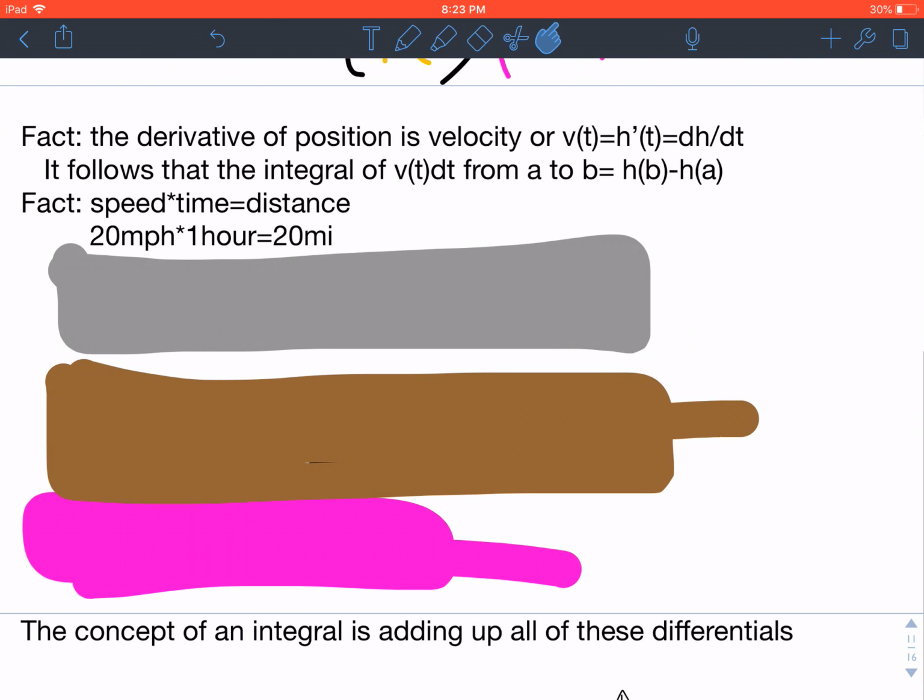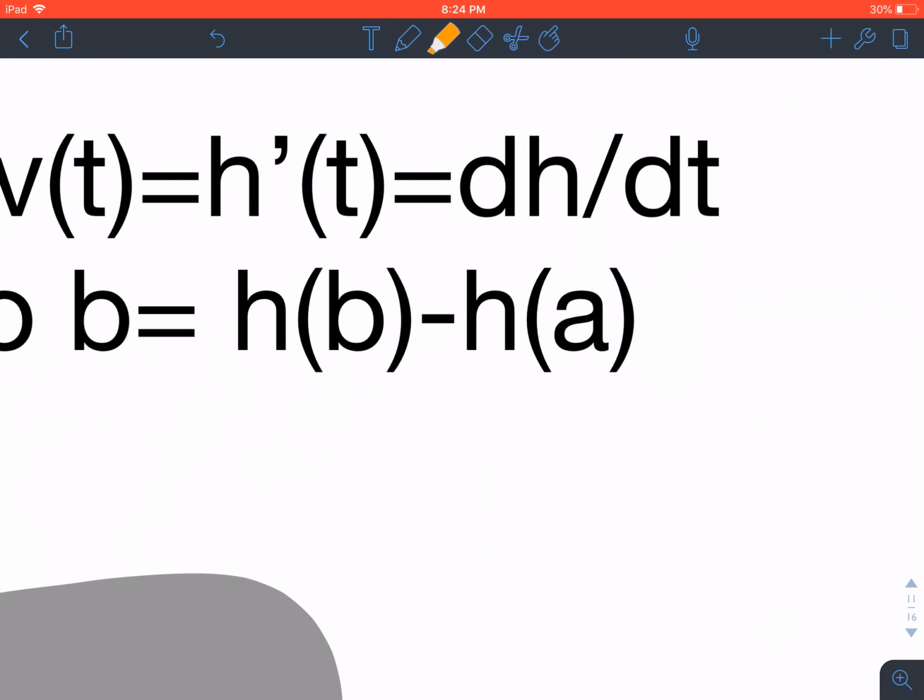So the first part about this is that the derivative of position is velocity, which I'm sure is a fact that you've covered before. In other words, v of t equals the derivative of h. It doesn't really matter how you define a position. It might be height, it might be distance, you might see s of t or h of t, but in essence, velocity, v of t, is the derivative of h of t, h prime of t, which is the same as saying dh/dt. These are just two different notations, where h prime is by Newton, dh/dt is Leibniz.